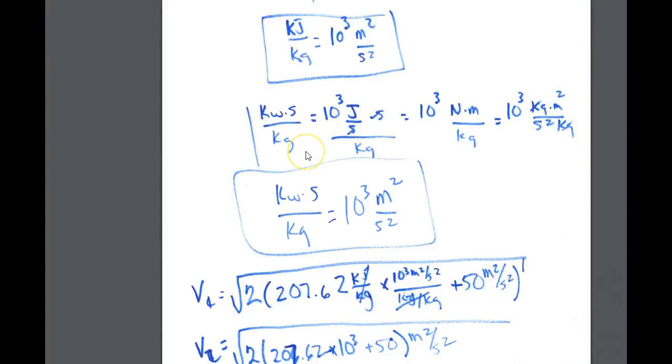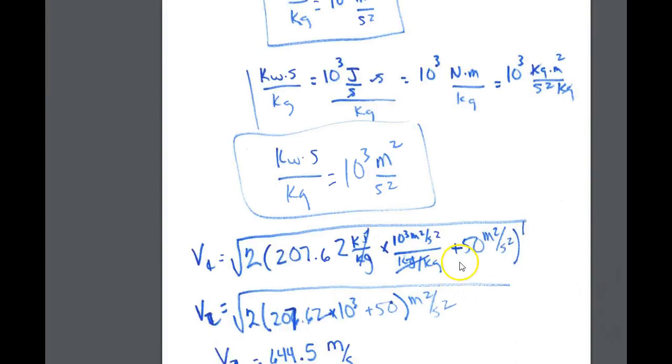Similarly, when I go through the work for a kilowatt second per kilogram, I find that a kilowatt second per kilogram is also equal to 1,000 meters squared per second squared. So using that conversion on my numbers, I can see that I come up with a value inside of the radical, the radicand, that has units of meters squared per second squared. So when I complete this operation, take the square root, I have an answer of velocity is 644 meters per second. So that means that the velocity, first of all, is in good units, and second of all, is quite a bit faster than it was on the inlet.